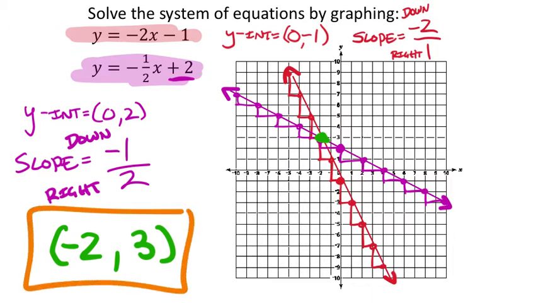And again, we'll just throw those in there just to check, right? So if I replace x with -2 and the y value with 3, is that going to be true? So yeah, -2 times -2 is 4. 4 minus 1 is 3. Yep, that's true.